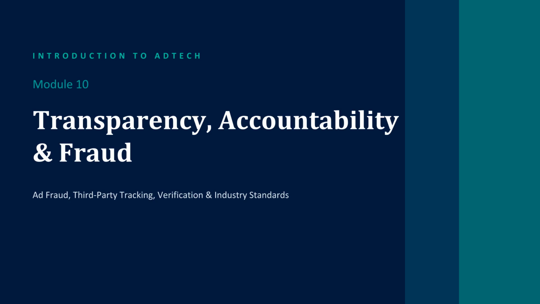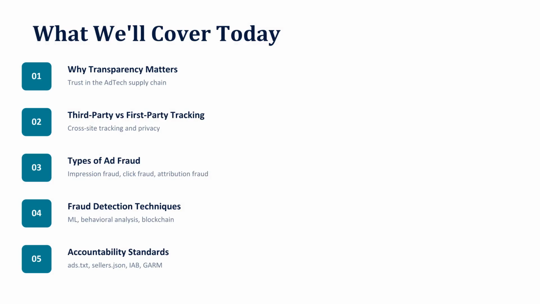Module 10, Transparency, Accountability, and Fraud. In the complex, multi-layered programmatic supply chain, transparency failures are widespread. In this module, we look at where transparency breaks down and what the industry is doing about it.